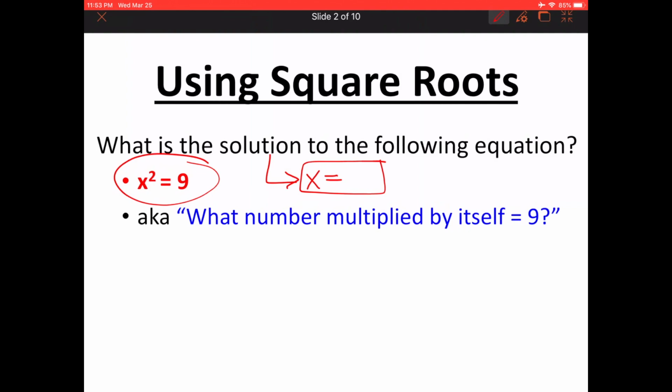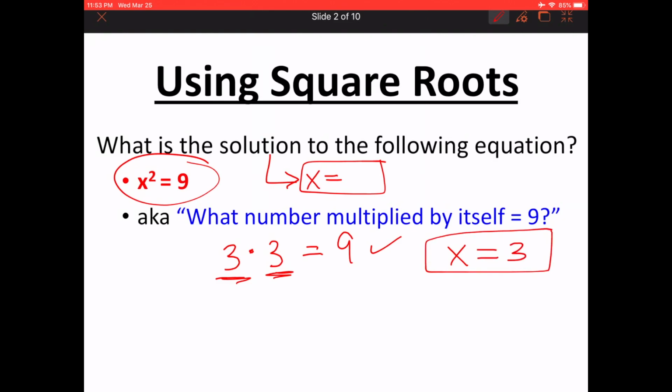All right, hopefully some of you guys came up with 3, okay, because 3 times 3 equals 9, the same exact number multiplied by itself, but there's actually a second answer. So even though my first answer is x equals 3, I'm going to give you a second here and see if you can think of the second answer.